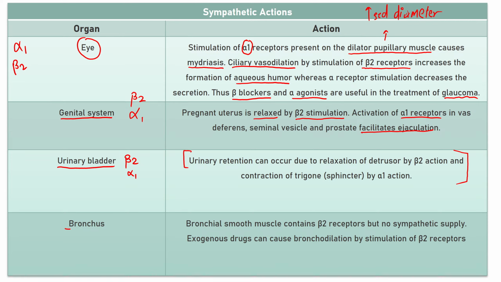Same is the case in the bronchus. There was bronchoconstriction. Here there will be bronchodilation. And in the bronchus, there is no direct sympathetic supply, but beta 2 receptors are present. So beta 2 receptor agonists are useful in asthma, because we need bronchodilation in asthma.